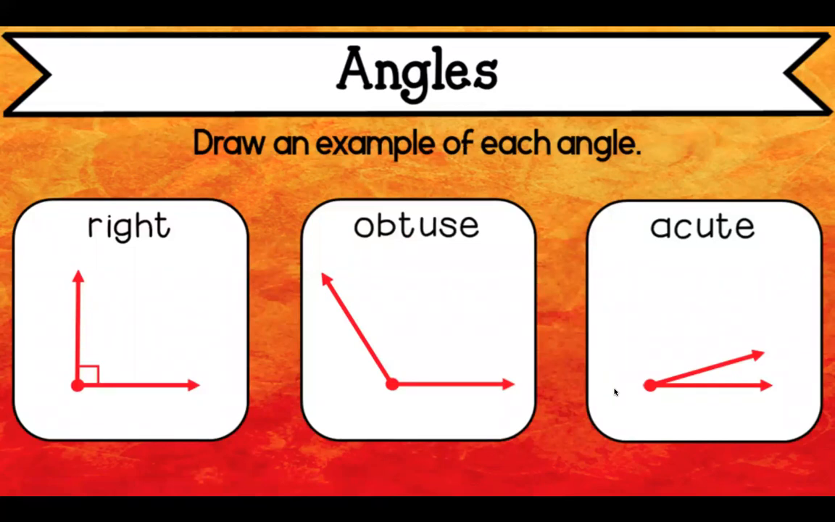Here are some more examples. Here are some drawings. So here's a right angle. It's got the square thing representing that it's 90 degrees. Obtuse means that it is bigger than 90 degrees. It's a big one. And the little acute, it's a little angle. It's smaller than 90 degrees. Okay? So that is our video for today.